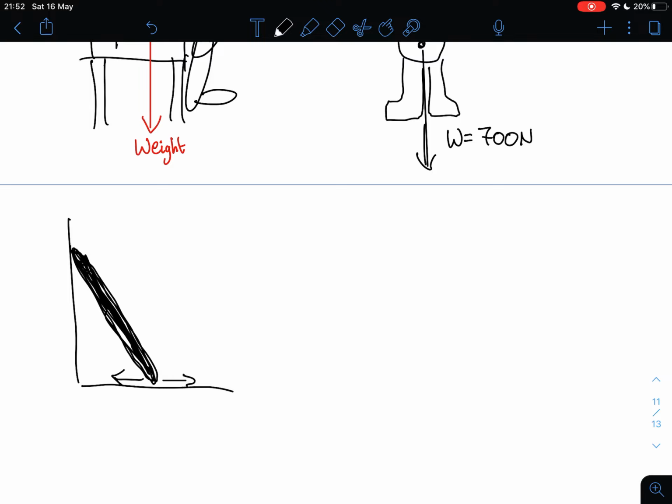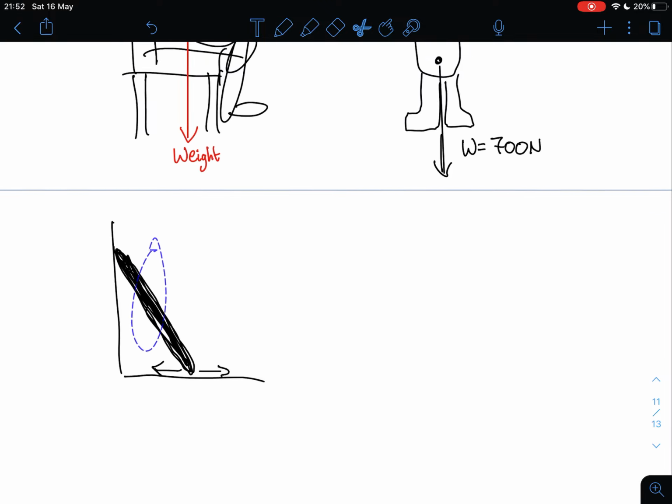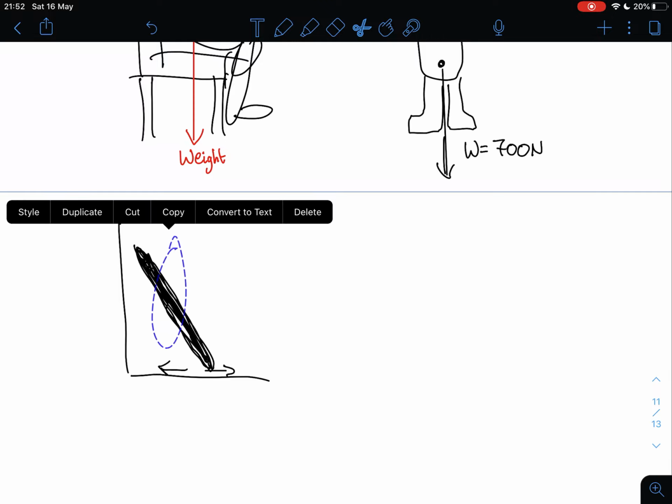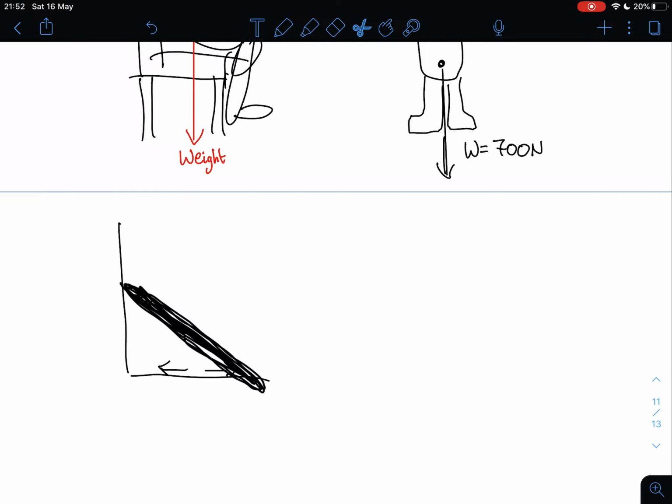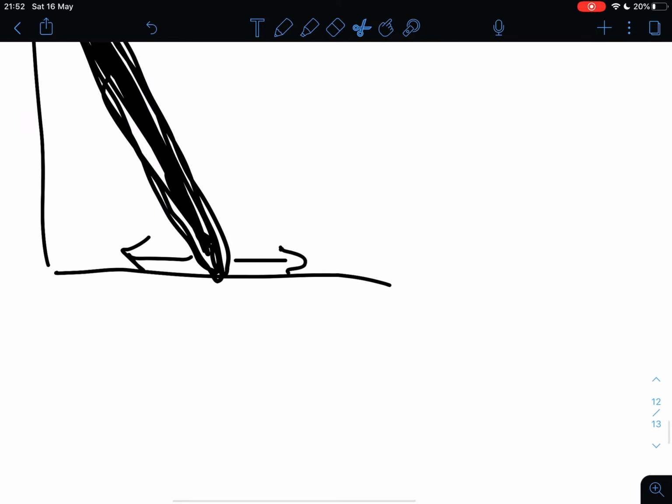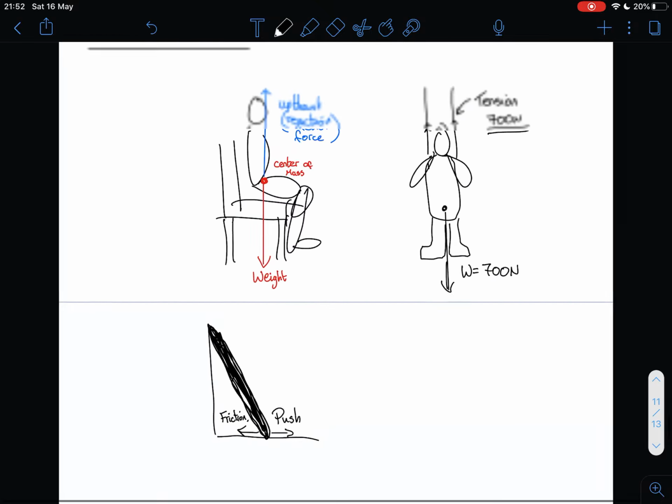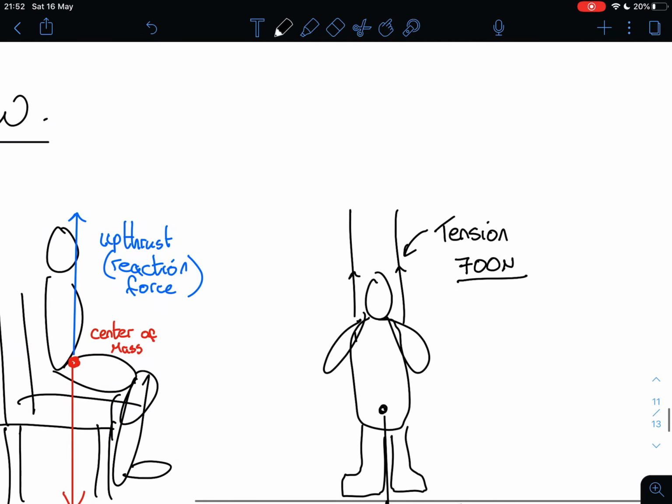If you go obviously too far the wrong way, then obviously the force this way is too big, friction can't keep up, and the ladder will collapse. But that's where you want to get it at the optimum angle, like so. So here we might have, sometimes you just got to call it a push. Here we have a push, and here we have friction. So yeah, for every force, there is an equal and opposite reaction force.